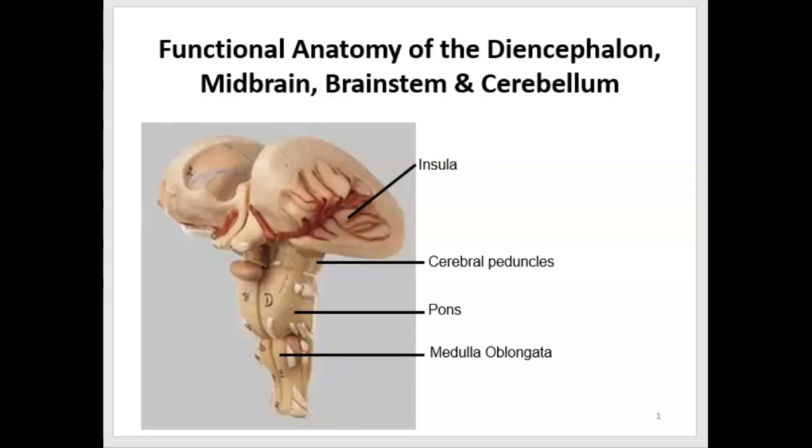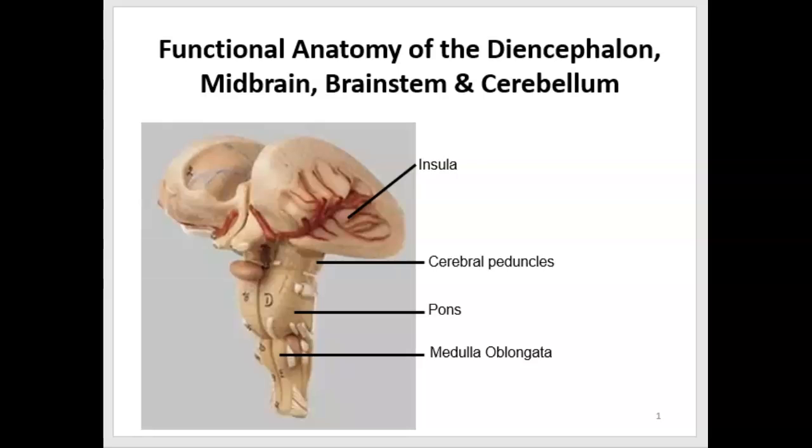The photograph that you're looking at was taken of a brain model with much of the cerebrum removed. Notice the labeled insular lobe. This is the part of the cerebrum that remains. And deep to this insular lobe lies the diencephalon, one of our major topics for today.